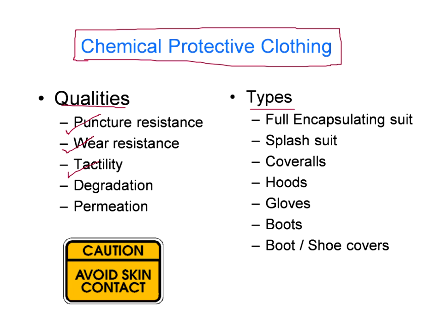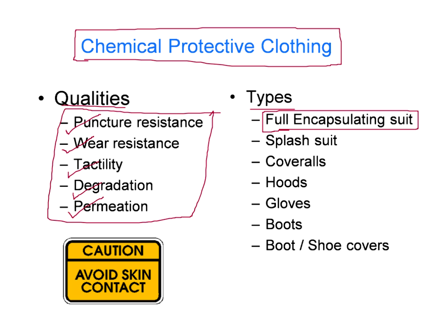You cannot make holes in the cloth. This is called puncture resistive. Wear resistive: the cloth will not tear easily. Ductility, degradation, permeation. You see, it is very rough and tough, very good qualities. And here, if you see the types, full encapsulating suit. Full encapsulating suit means the suit covers the full body.